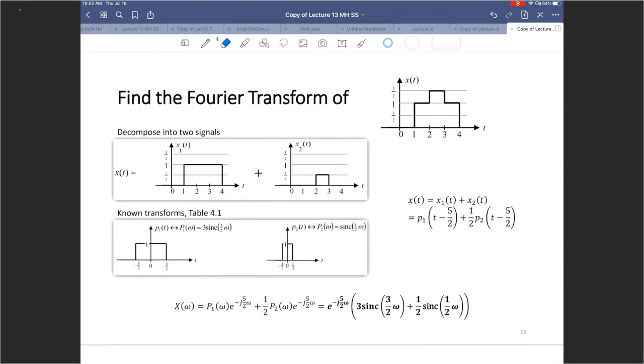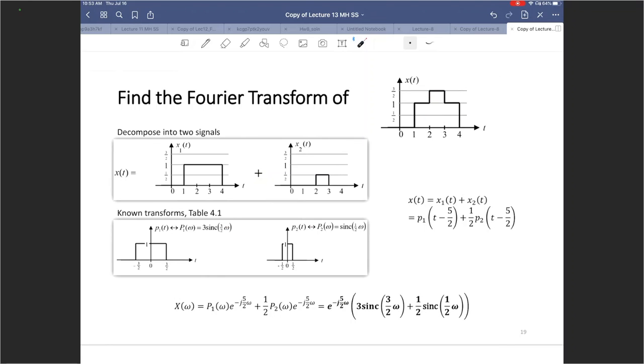Another example: finding the Fourier transform of a signal that looks like an addition of two rectangles. As you can see over here, one way of doing this is to decompose it into two signals. This can be decomposed as one rectangle of height 1 from 1 to 4 and another rectangle of height half from 2 to 3. Or you can do it in a few different ways. You can say there are 3 rectangles: one from 1 to 2, 2 to 3, 3 to 4.